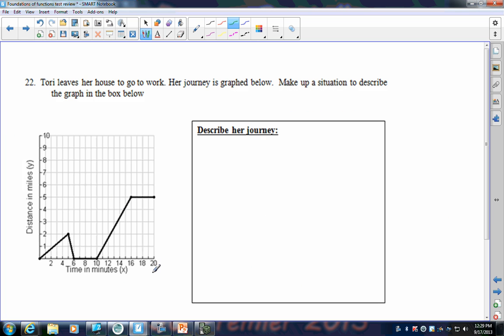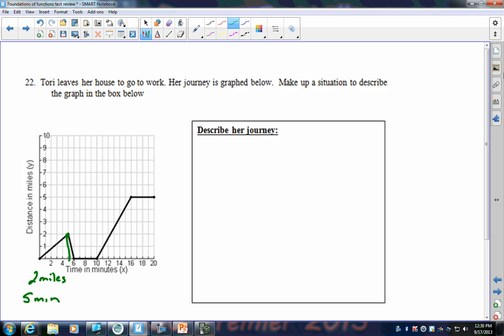Number 22. Let's take a minute and try and figure out what we can do to describe this. Okay, this problem says Tori leaves her house to go to work. Her journey is graphed below. Make up a situation to describe the graph in the box. Okay, I'm looking at this and I know in the first section that she's going 2 miles in how long? I don't think it's 6. Okay, it's 5 minutes. So I know that this is 2 miles in 5 minutes.